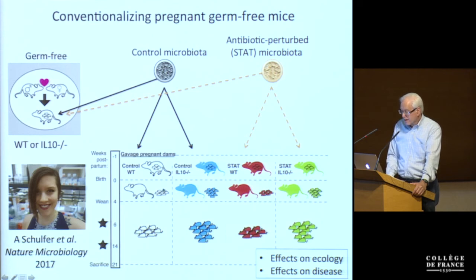The pregnant mice soon gave birth to pups, and now we followed the pups until they were middle-aged, up to age 21 weeks in life. And basically, we asked 2 questions.